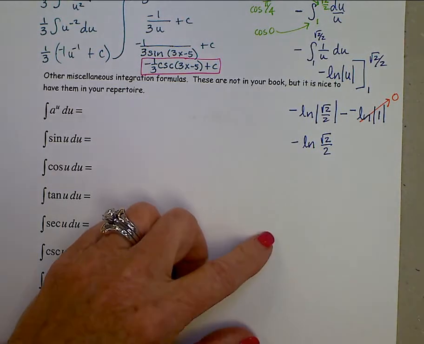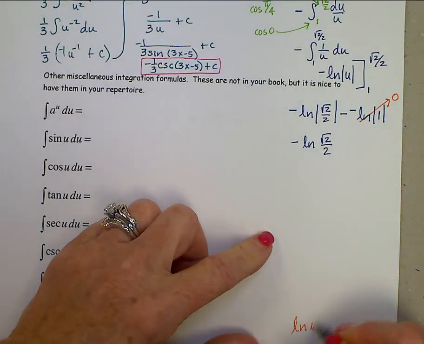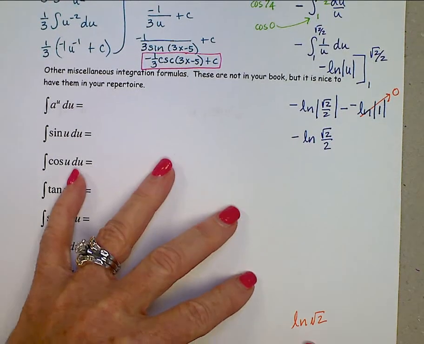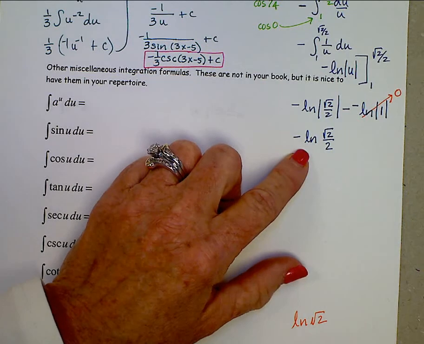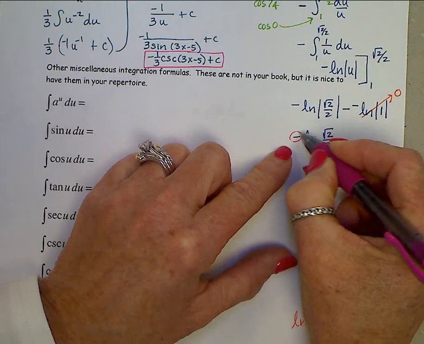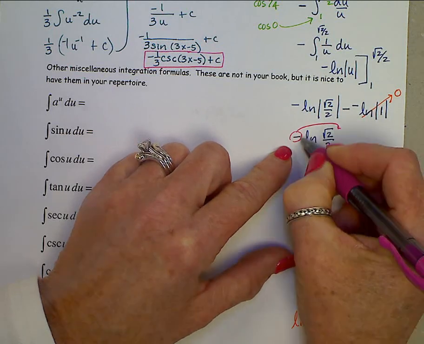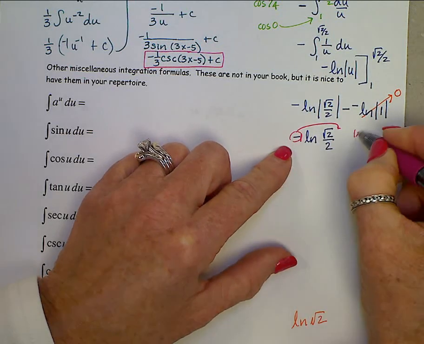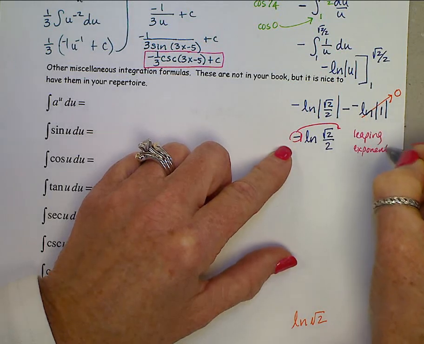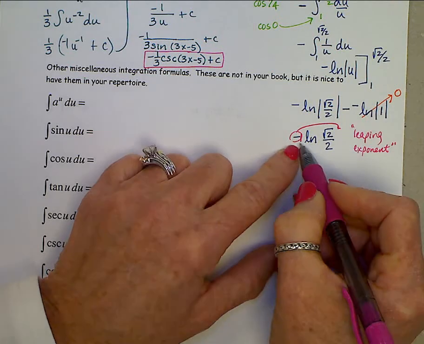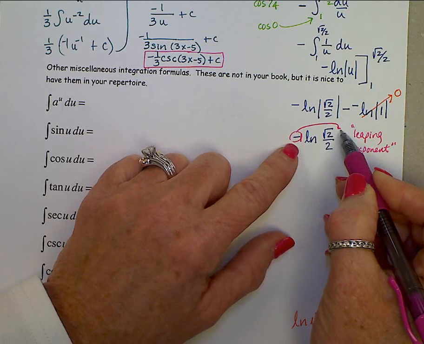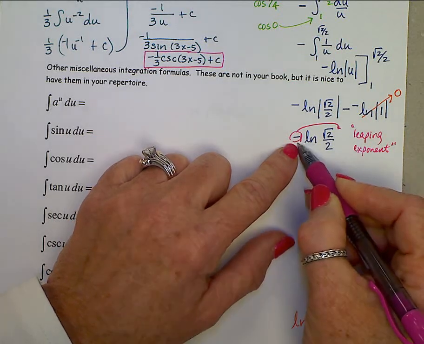I'll tell you what the answer is. It is the natural log of the square root of 2. So we need to remember some pre-calculus here. Did your teacher ever use the phrase leaping exponent? I always called it a leaping exponent because that coefficient out here can leap up and become an exponent. Or sometimes it can leap down and become a coefficient.